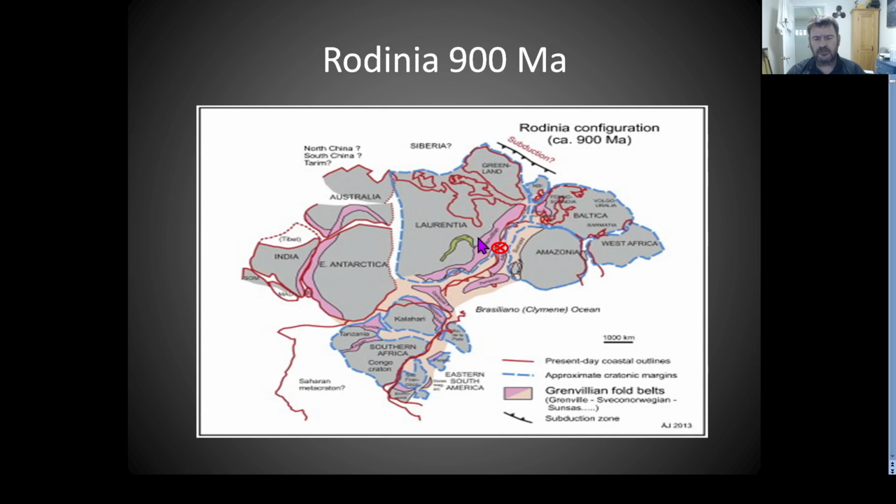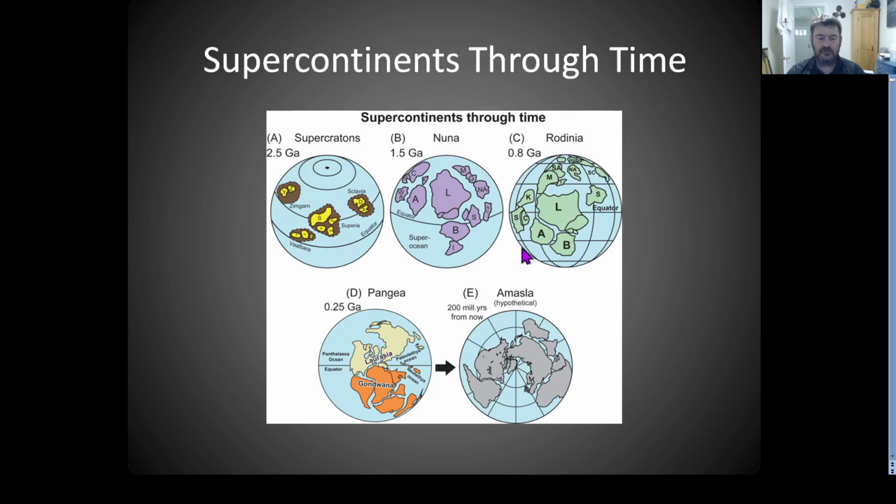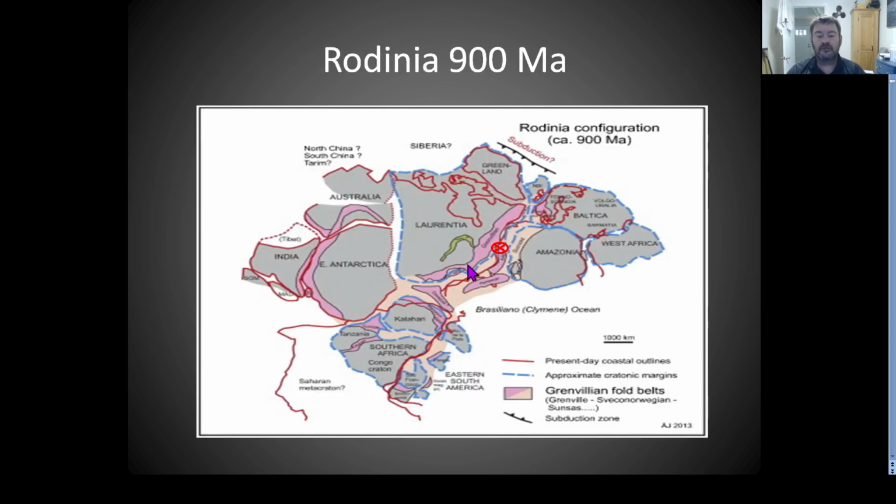This is a Rodinia configuration, roughly 900 million years ago. And again, some of the pieces are absolute, others are a little bit more suspect. But as you can see, I was talking about that red area right here. This is the Grenville orogeny, and you can see it right here.